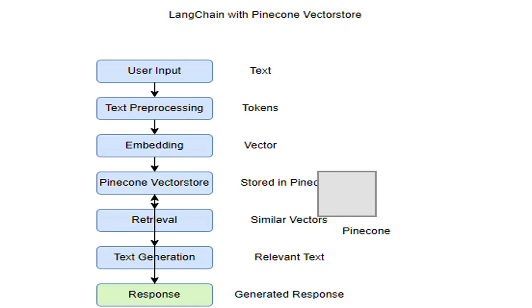Response. Provides the final output to the user. Displays the generated response to the user. Receives the generated response from text generation. Delivers the final output to the user.